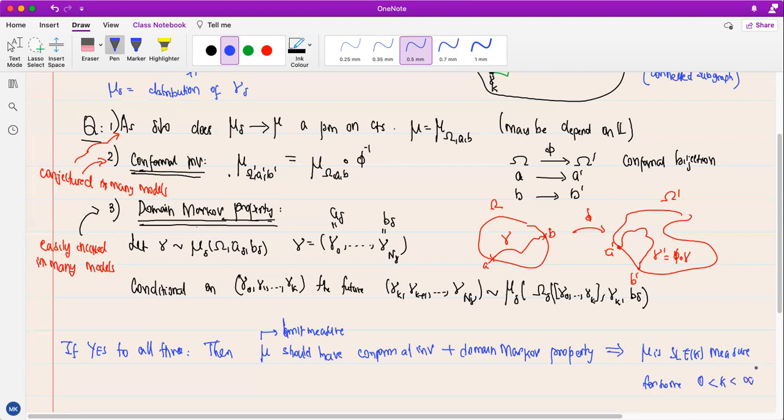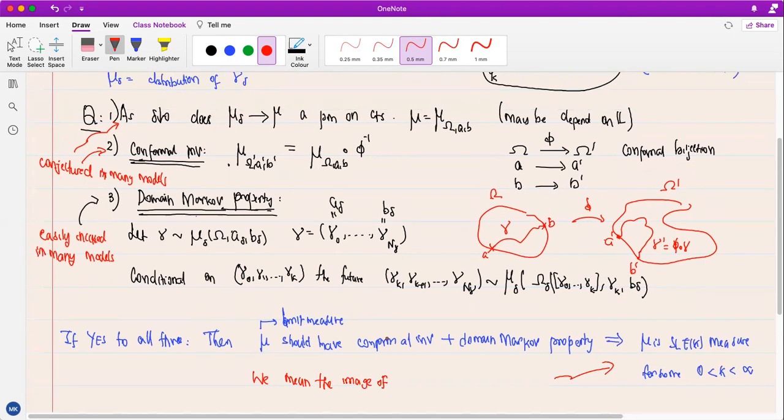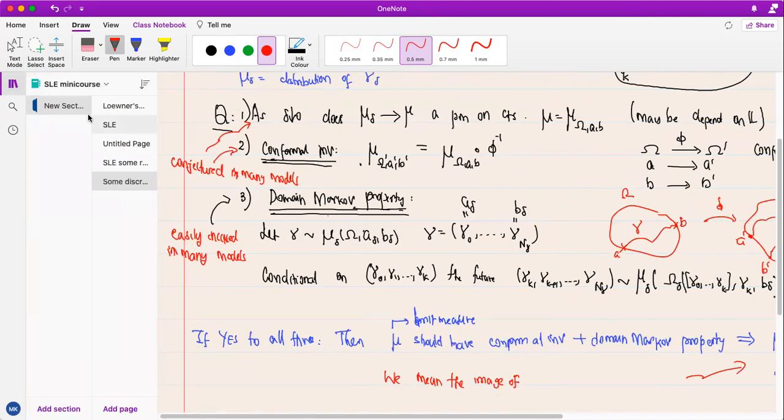Okay, I should say one thing, because I never defined the SLE kappa measure on other domains. Can you just one more time repeat why you are saying that the limiting measure is the SLE kappa measure?